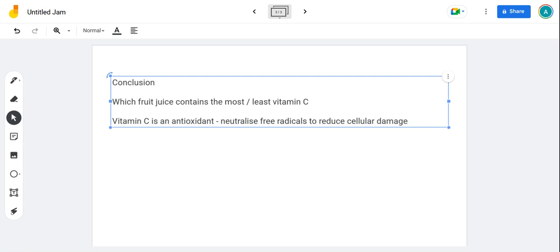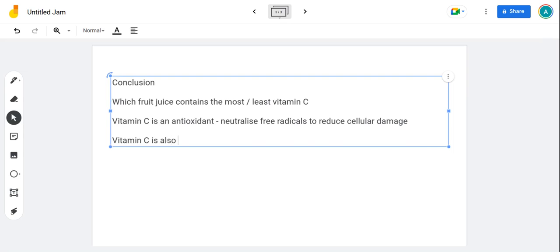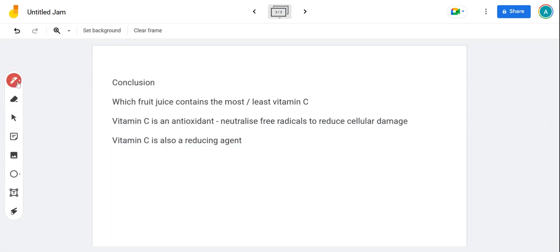We also need to know how the DCPIP changes colour. So a little bit of chemistry as to what happens there. So vitamin C is also a reducing agent. So it reduces things. So remember, OIL RIG, oxidation is loss of electrons, reduction is gain of electrons. It's to do with that. So vitamin C is a reducing agent. So it reduces other things. So OIL RIG, let's just write that up in the corner. Those of us that don't have it on the tip of our tongues.